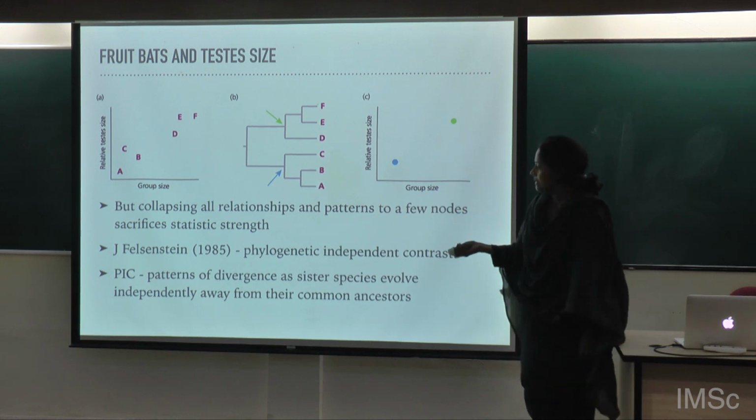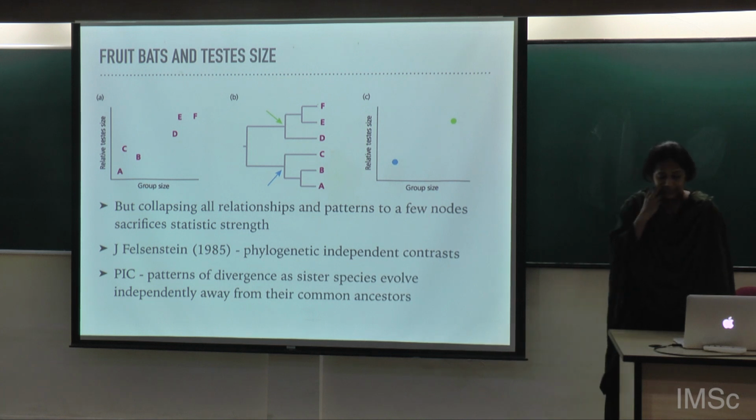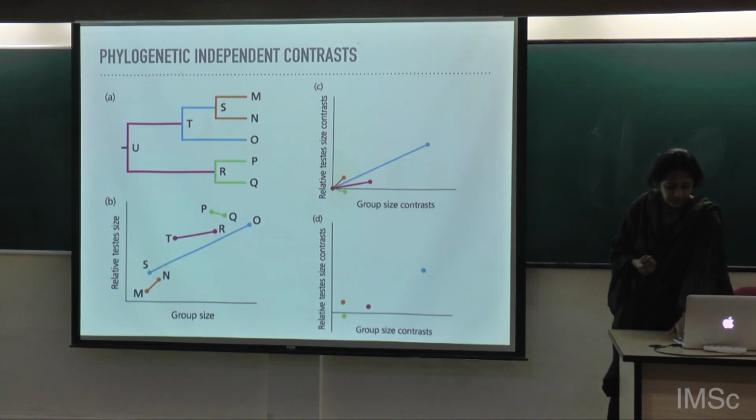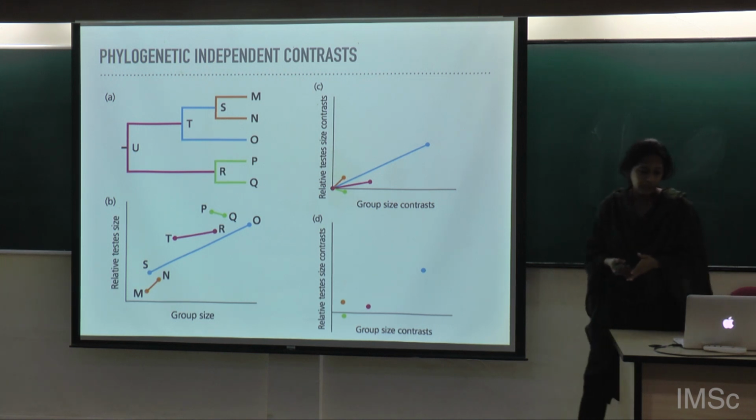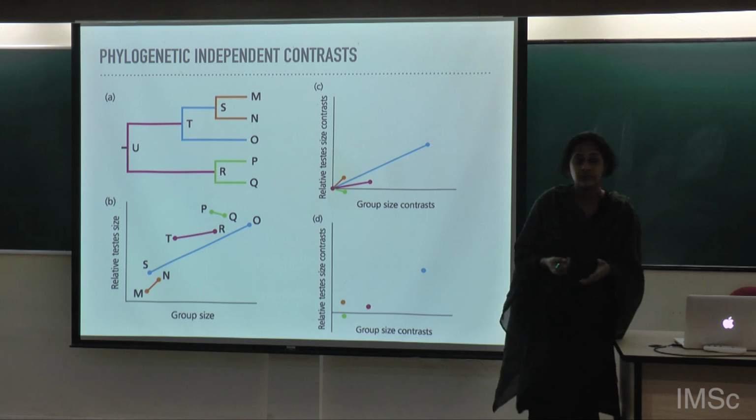So we use a method called phylogenetic independent contrast. This is only one of several methods that are out there. Basically, an independent contrast is looking at pairs of sister species, and you look to see how these pairs evolve away from their common ancestors. We can go into this a little more if you're interested, but for now we can keep it simple.